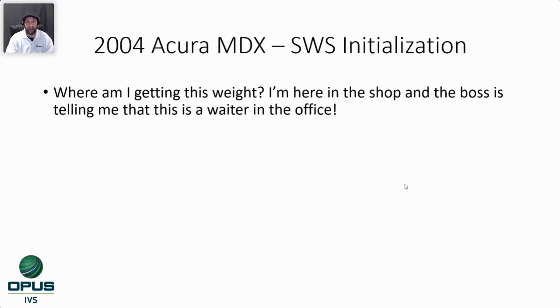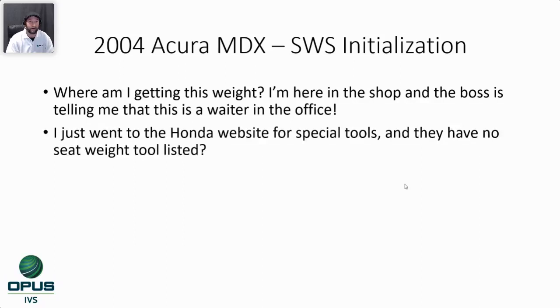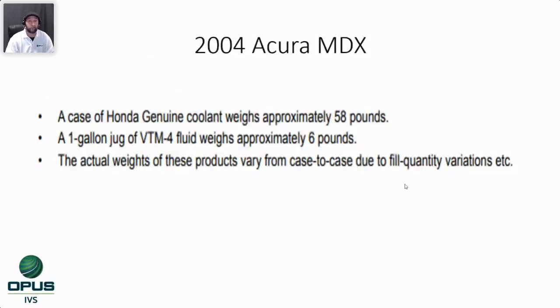They figured, hey, we had it good to go, and we got that airbag light cleared, and I'm in a pinch. I need to figure out what I'm doing here to get this thing initialized. I know it needs to be initialized. It has a code 8179, and it says I need to do a seat weight sensor initialization. So I just went onto the Honda website to quickly look for a special tool. They have nothing there. There's no seat weight tool listed. So I did a little bit of research. So this is what I came up with.